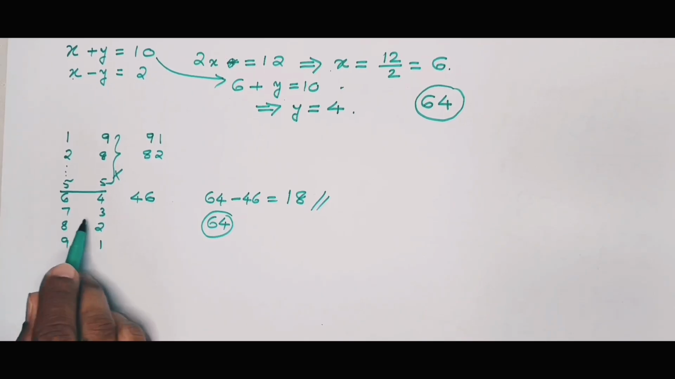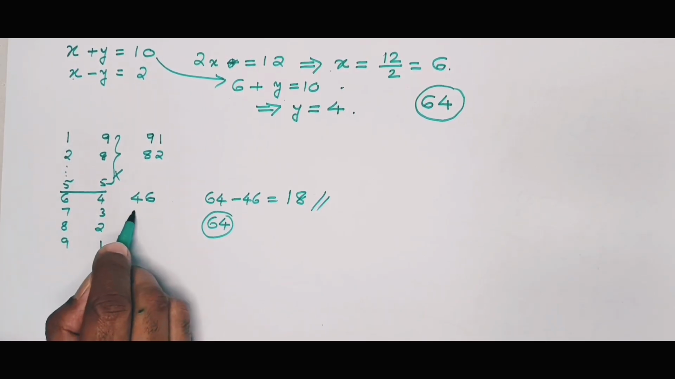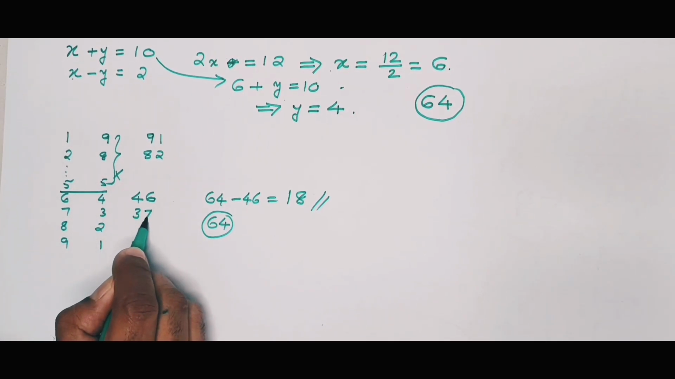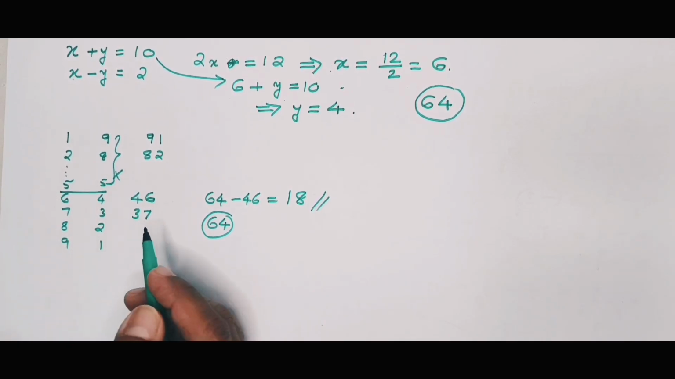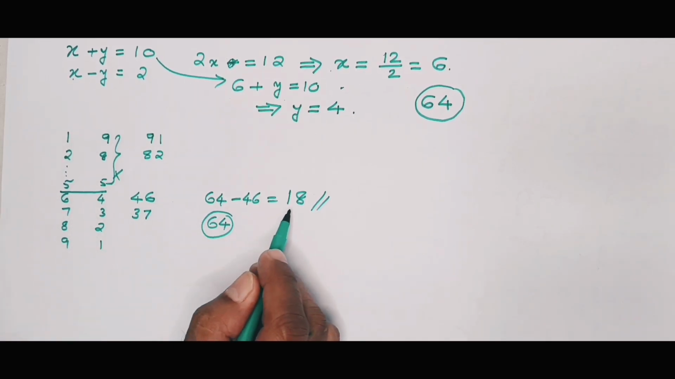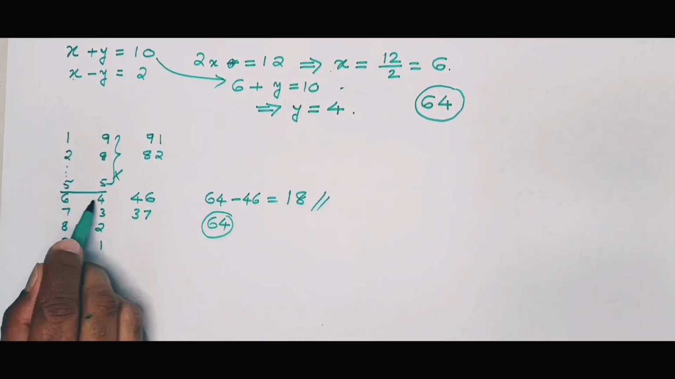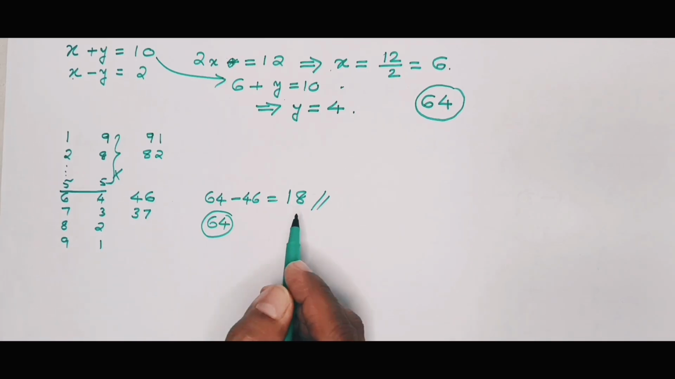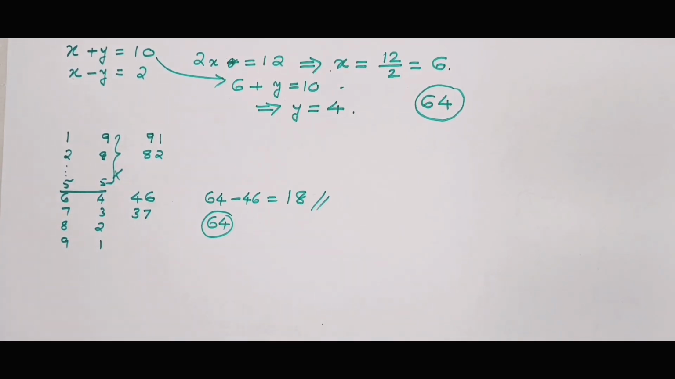Say, taking 73, the number you get on interchanging the digits is 37. 73 minus 37 is 36. Similarly, all these other numbers will not be equal to 18. 18 is true only for 64. So this is another way to approach the problem. You don't need to waste time framing equations.